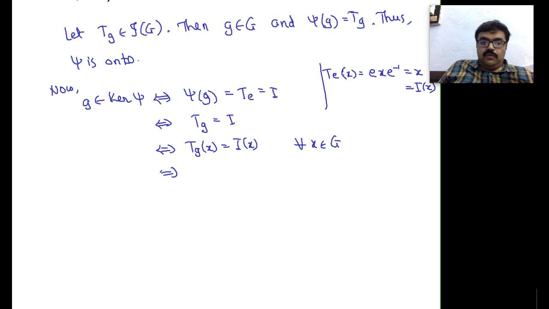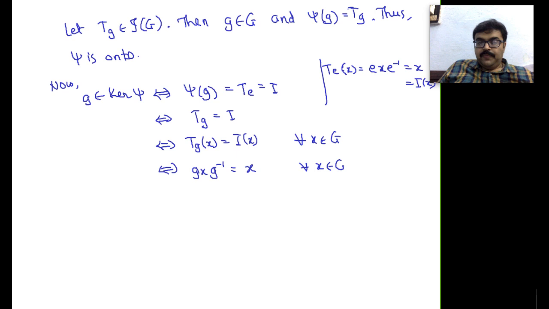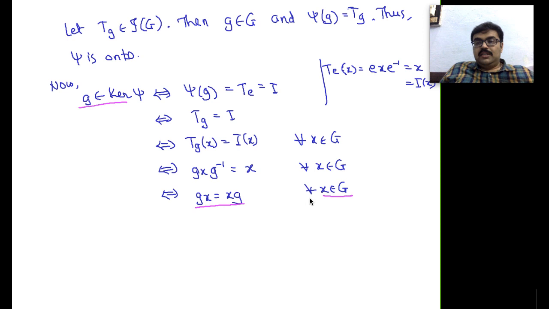And what is Tg of x? That means g x g inverse. So g x g inverse equals x, since I of x is x for all x in G, and multiplying by g on the right-hand side, g x equals x g for all x in G. So which elements are in the kernel? Those elements g for which g x equals x g for all x in G. If g comes in the kernel, then g x equals x g for all x in G. That means g commutes with every other element of the group. That means g is in the center. So this implies that g belongs to Z.